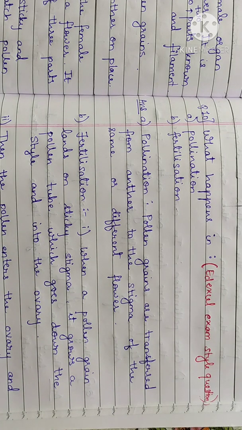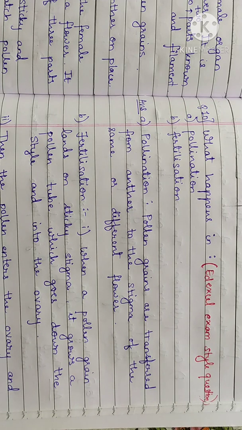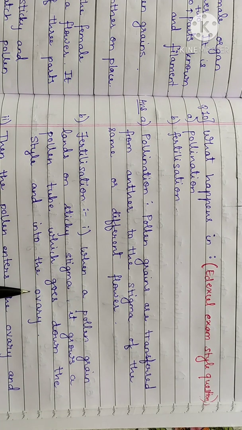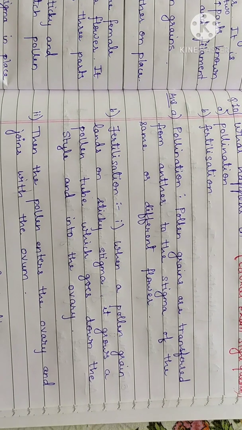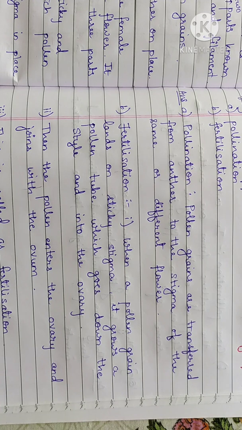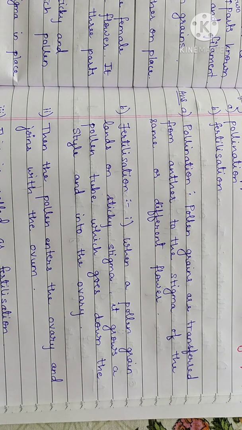As I told you from the diagram, the pollen grains land on the stigma, they germinate there, and then from there they make a pollen tube through the style of the flower, and then they reach the ovary. They go down through the style, they reach the ovary. Then the next point is the pollen enters the ovary and joins the ovum. So through the style, through the pollen tube, the pollen enters the ovary and there it joins the ovum.